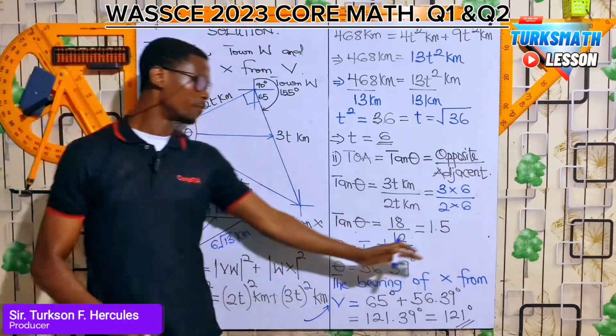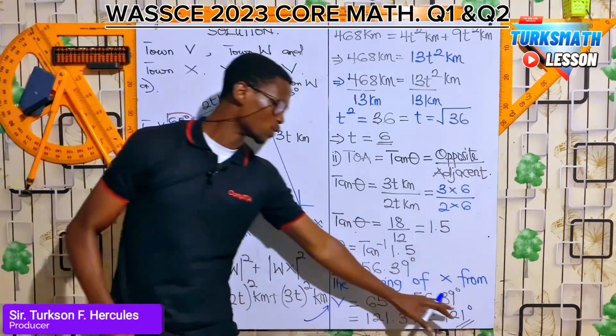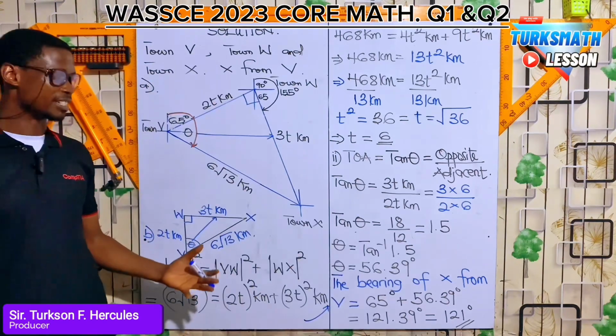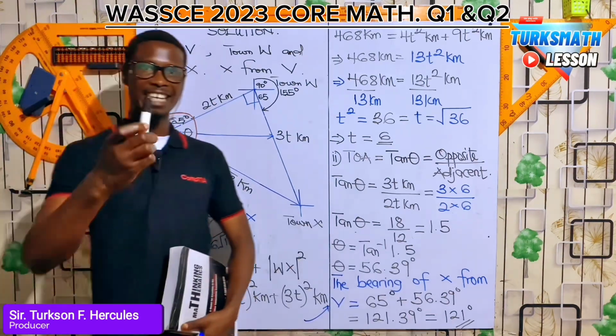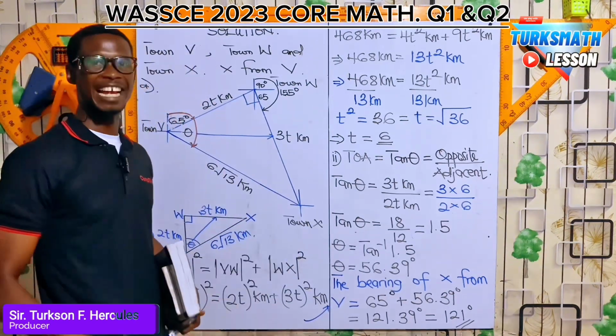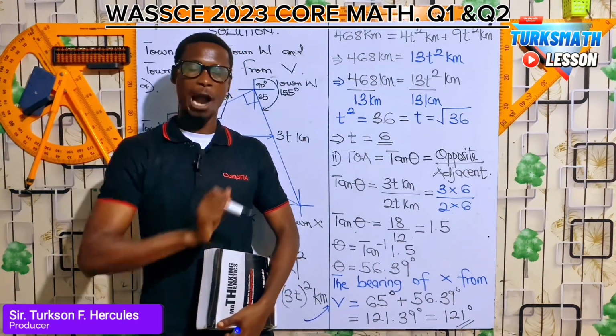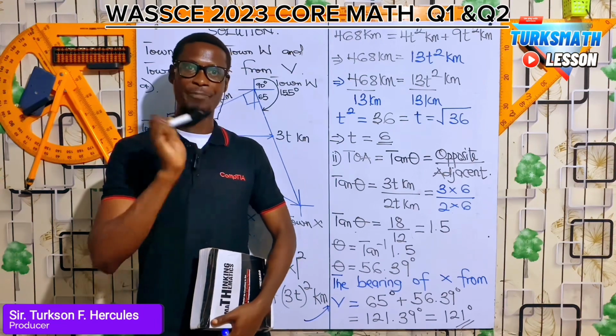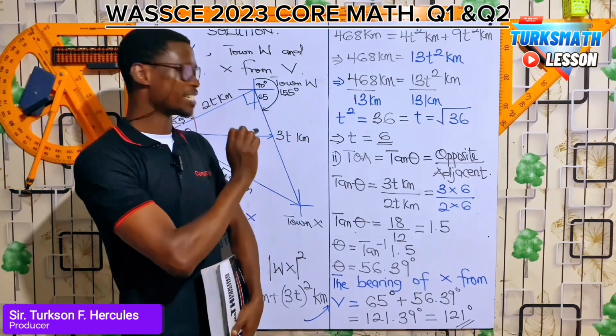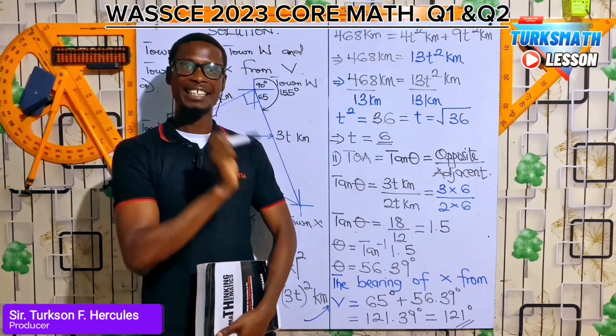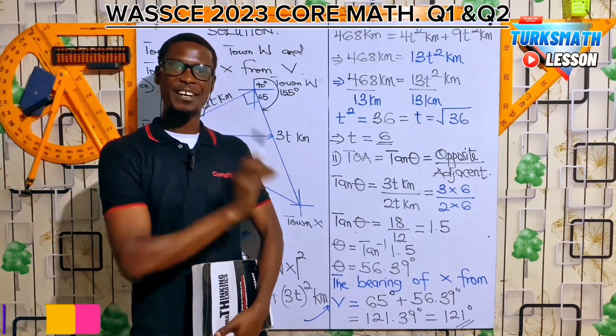So the bearing of x from V is what? 121 degrees. So this brings us to the end of our lesson of last year's WASSCE core maths paper section A1 and 2 question, right?